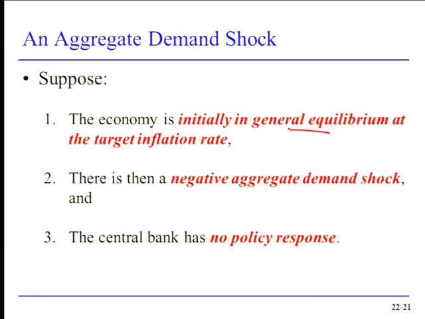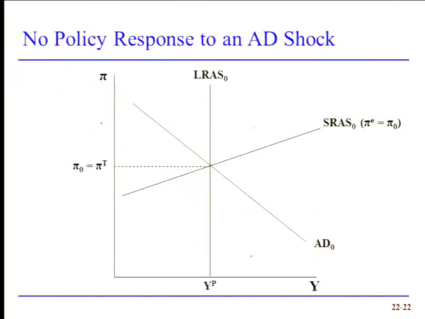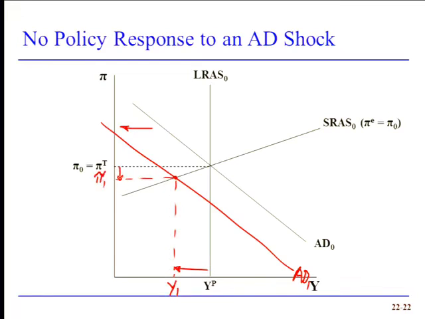So we're going to start in general equilibrium, have a negative aggregate demand shock, no policy response. Right? We're just going to let it play out. And of course, this is fairly straightforward. The aggregate demand curve shifts to the left. That's our negative aggregate demand shock. Now, this aggregate demand shock is not monetary policy induced. So this is actually a shock from the IS curve, not the MP curve. So when the aggregate demand curve shifts to the left, economic output falls to Y1, and inflation falls to pi 1. So that's just a simple, straightforward negative aggregate demand shock.